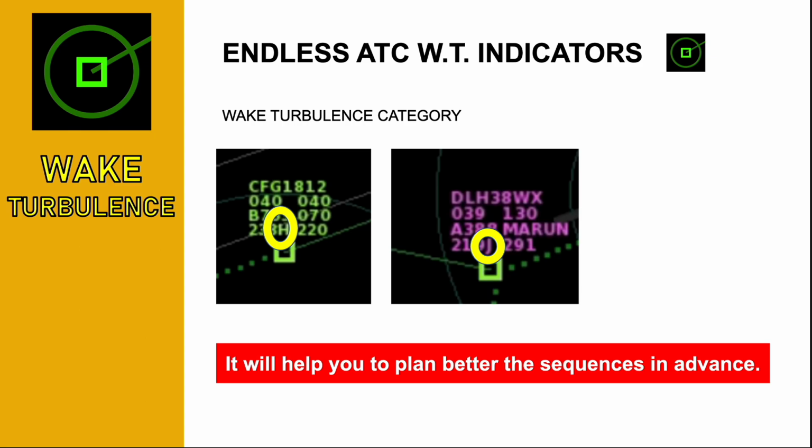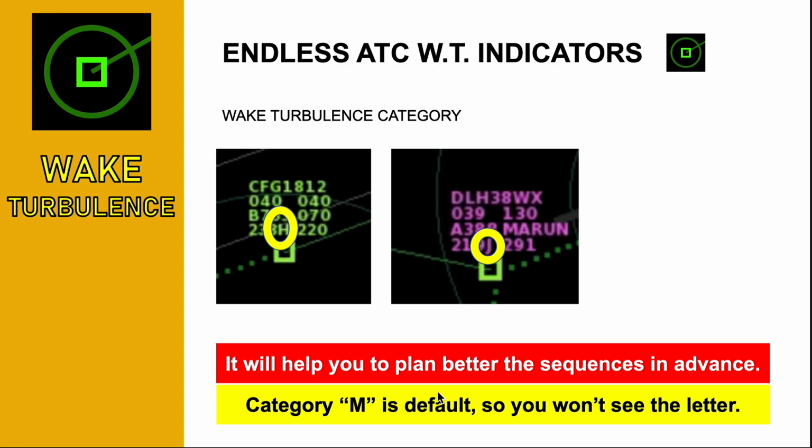And it will help you to plan the sequences better in advance, because if you already know that a medium traffic goes 5 nautical miles behind a heavy, you might decide to put a heavy traffic instead because it's only 4. And please notice that the category M for medium is the default, so you won't see it. Whenever you don't see any letter, it means that the traffic is medium.